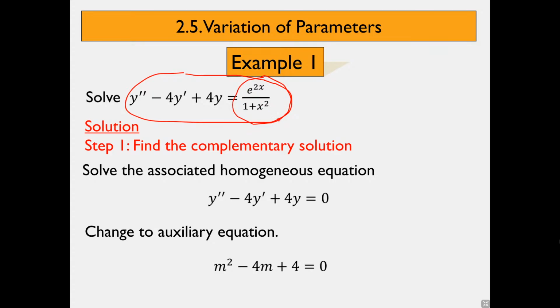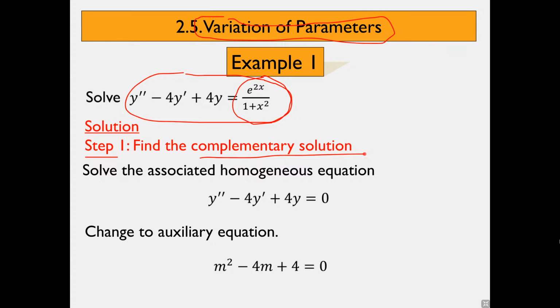The reason is there is no way you can create the yp from this, because it's not e to the power 2x. It is e to the power 2x divided by 1 plus x squared. That is the difficulty. So in that case, the best method at the moment is variation of parameters. So first, step 1, you must find the complementary solution.